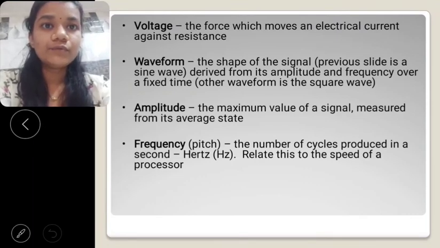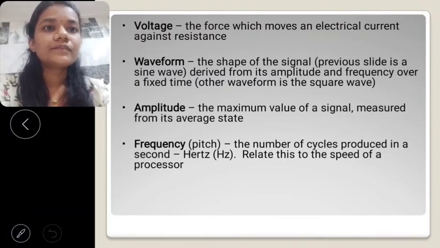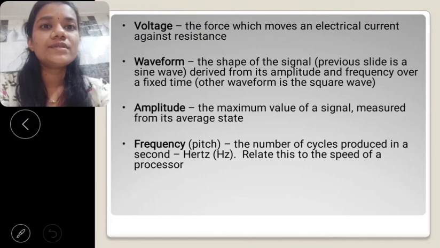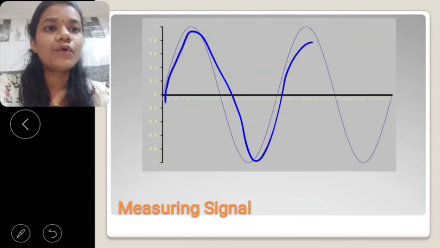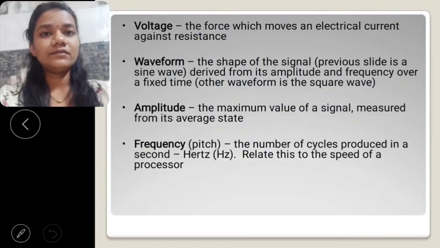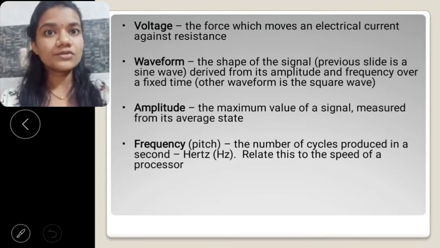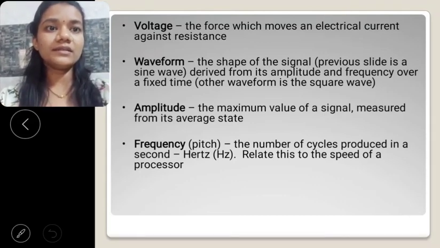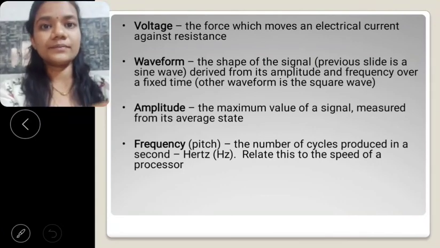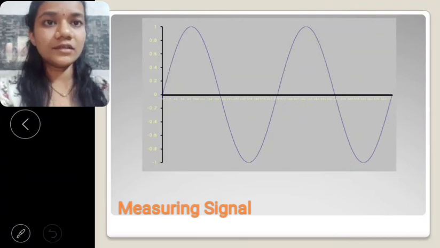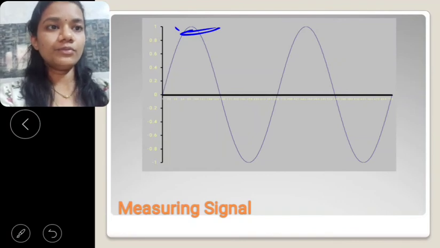Then what is meant by waveform? Waveform is nothing but the shape of the signal derived from its amplitude and frequency over a fixed time. Then amplitude: amplitude is nothing but the maximum value of the signal measured from an average state. So for this signal, it is your amplitude, the maximum value of your signal.